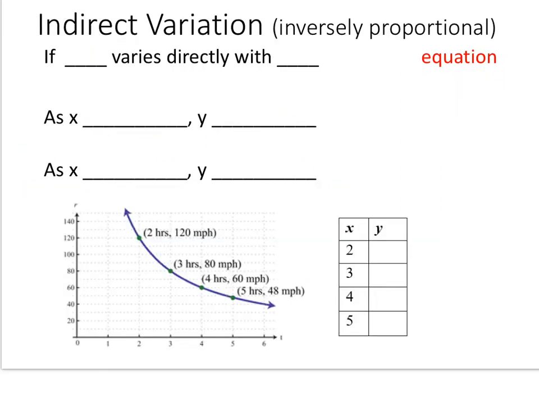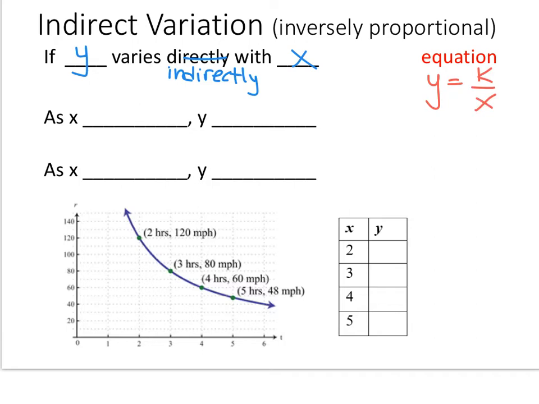Now on the other hand, we have this indirect variation, which we call an inverse proportion, and so the same kind of thing happens. Y would vary indirectly with x. Now my equation for that one is y equals k divided by x. And so we can kind of look at some type of relationship that would happen.